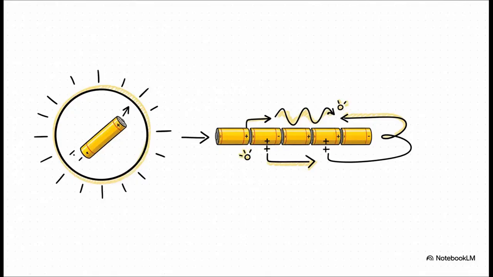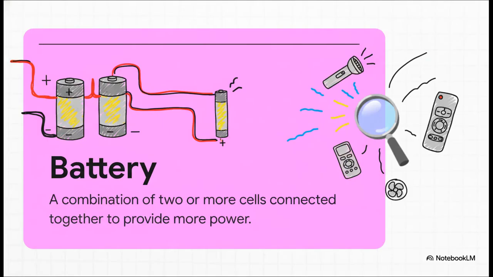And here you can see exactly what I mean. On the left, that's just one single cell. But look at the right. We've got 4 of them all lined up together. See how the positive end of one is touching the negative end of the next? That's really important. And that's it. That's what a battery is. It's just 2 or more cells joined together. When you link them up like that, you get more power, which is exactly what you need for things that use a lot of energy.